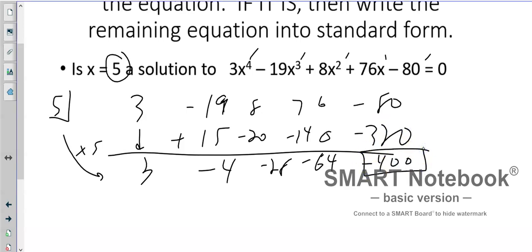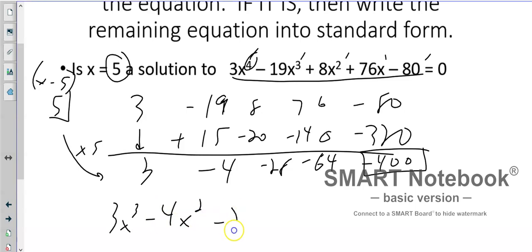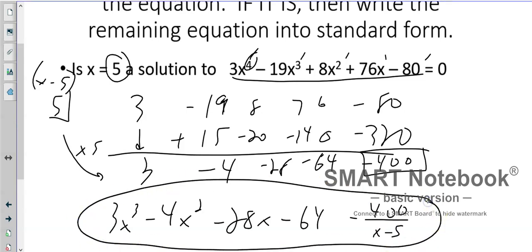Obviously, not an answer, not a factor. So x minus 5 does not divide evenly into this. Now, just a reminder, since we start with an x to the 4th, if we were doing this, it would be 3x cubed, because we're starting with 1 less, minus 4x squared, minus 28x, minus 64, and then minus 400 over x minus 5. Again, this part is just bonus.